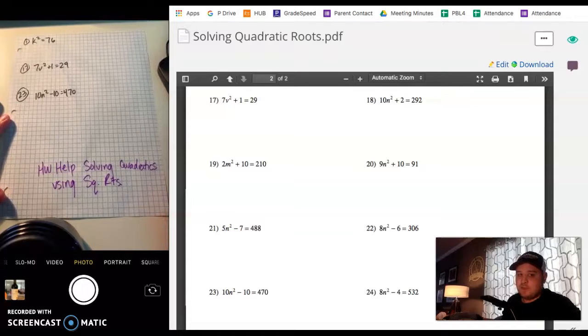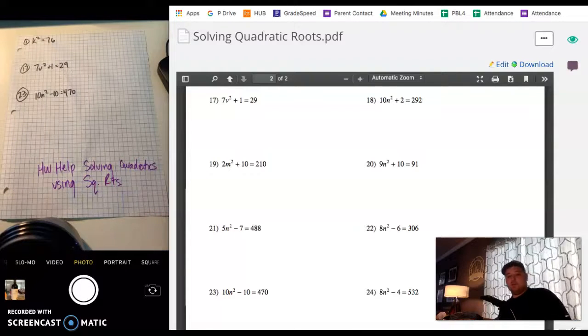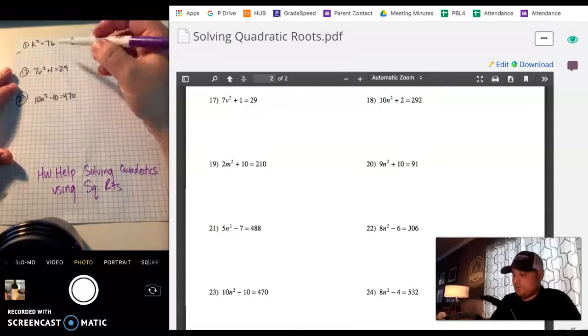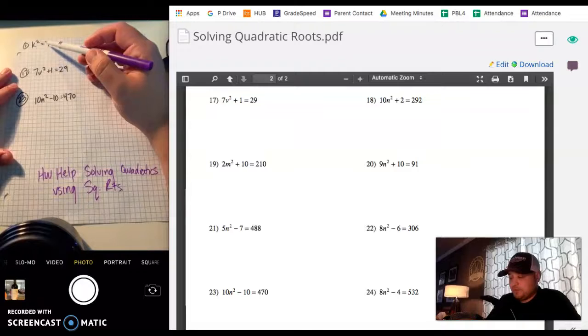All right, so I've chosen three problems. Remember that on this sheet, or on this particular assignment, you only have to do the odd numbers. You do not have to do every problem. On the second assignment, you will have to do every problem, okay? But on this one, just the odds. So I picked three. The first one, really simple one.